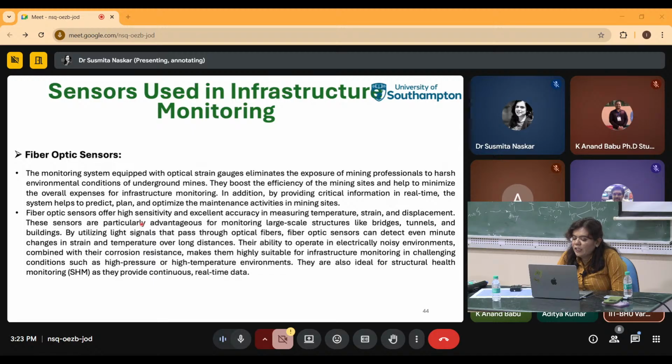So basically, if you look into this fiber optic sensor, you can see that they are transforming structural health monitoring by offering safer, more precise and real-time monitoring, especially in difficult environments. This enables predictive maintenance and improves the safety of critical infrastructure very well. So now you can clearly understand the advantages of this fiber optic sensor over the other ones.